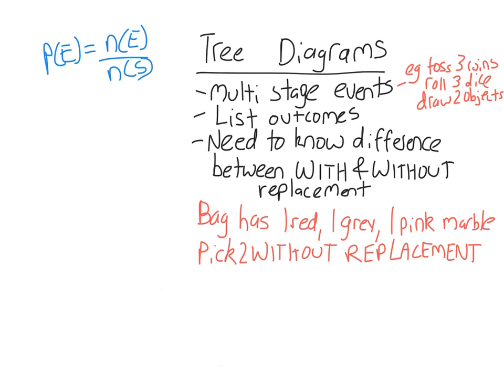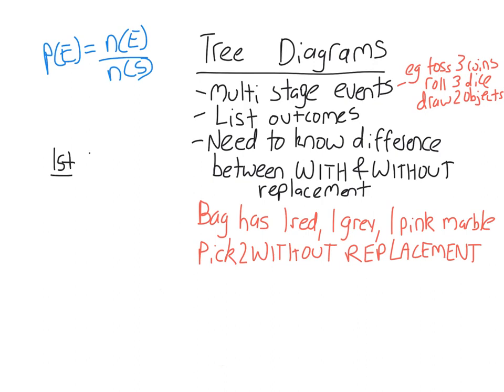So let's now look at this example. Say I have a bag that has 1 red, 1 grey, and 1 pink marble, and I'm going to pick 2 without replacement. So I'm going to pick 1, I'm not going to put it back, then I'm going to pick a second one. So let's look at the possibilities here. Again, we have 2 stages. That's why we're using a tree diagram.